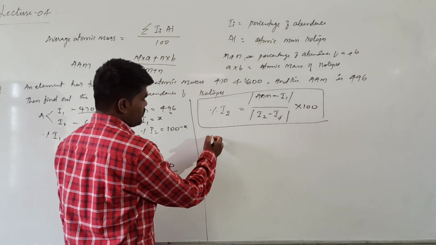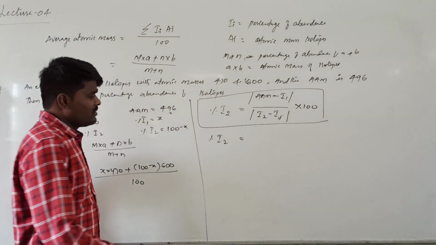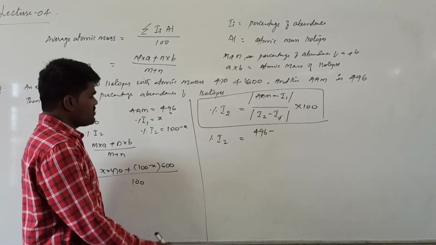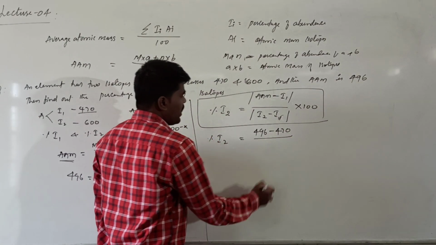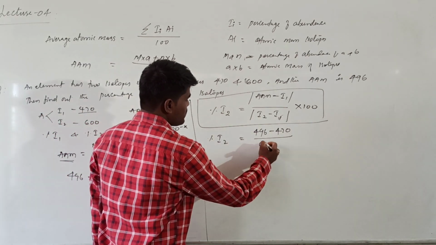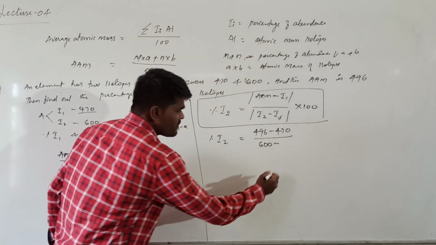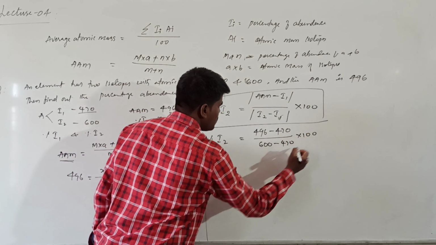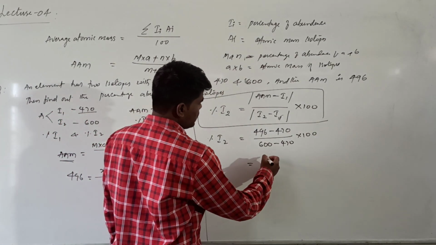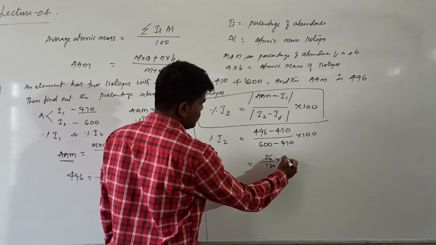So if you put in this data, suppose you want the percentage abundance of the second isotope. The average atomic mass given is 496 minus 470, upon the atomic mass of the second isotope, which is given as 600, minus the atomic mass of the first isotope, which is given as 470, into 100. On simplification, you get 26 upon 130, into 100.